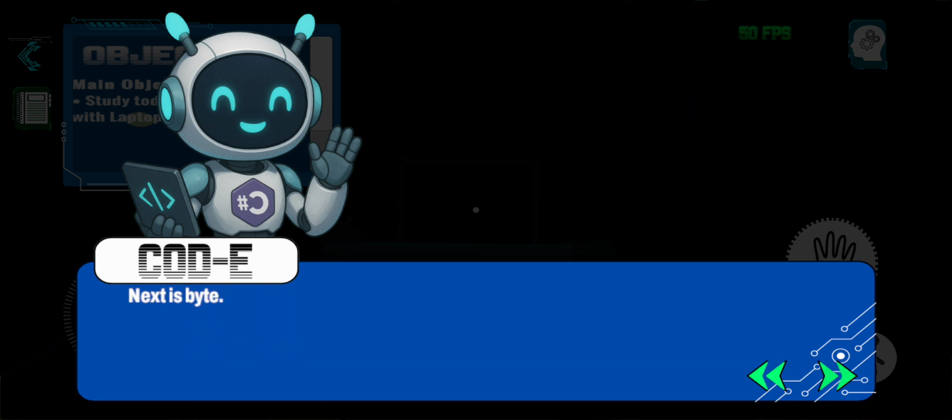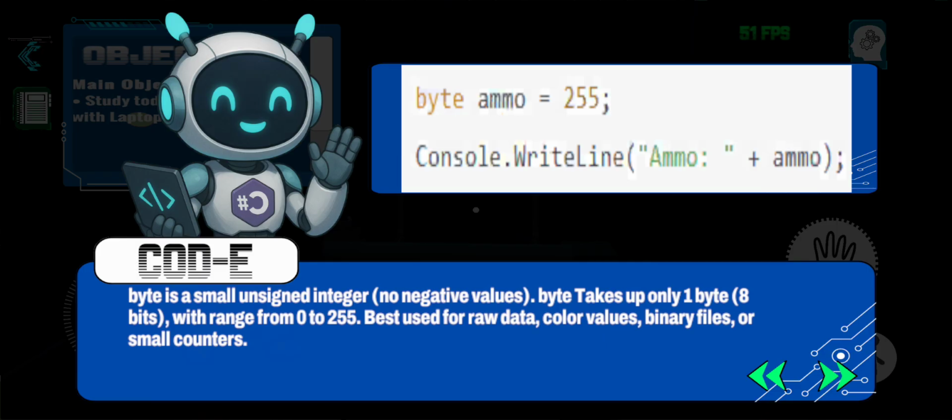Next is byte. Byte is a small unsigned integer, no negative values. Byte takes up only one byte, 8 bits, with range from 0 to 255. Best used for raw data, color values, binary files, or small counters.